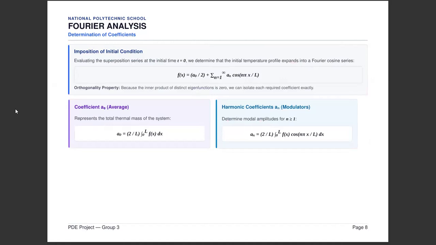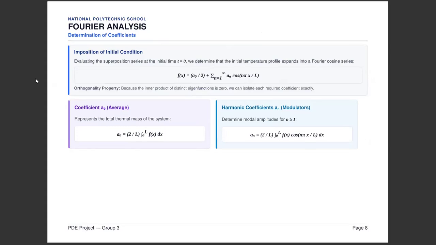Fourier analysis and coefficients. In this section, we have three points. First, the initial condition: at t equals 0, it expands the initial profile into a Fourier cosine series, f(x) equals A_0 over 2 plus the summation from n equals 1 to infinity of A_n cosine of n pi x over L. Second, the average term A_0 equals 2 over L times the integral from 0 to L of f(x) dx, which gives the average initial temperature.